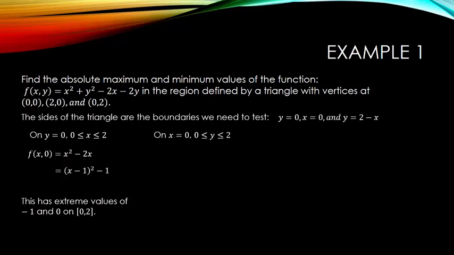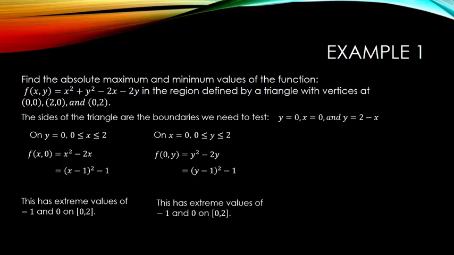On the line x equals 0, my y values run from 0 to 2. f of 0,y gives me y squared minus 2y. Again, completing the square gives me the quantity y minus 1 squared minus 1. This gives me extreme values of -1 and 0 on the interval from 0 to 2 in y.